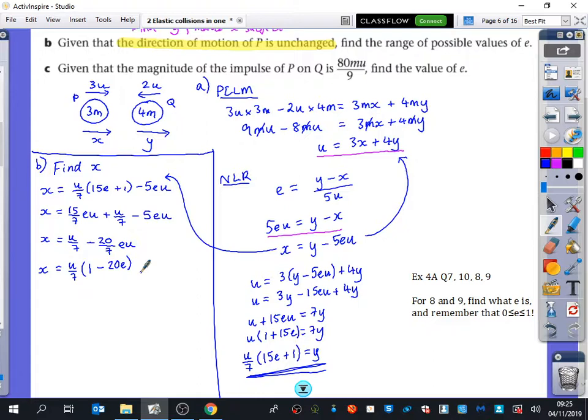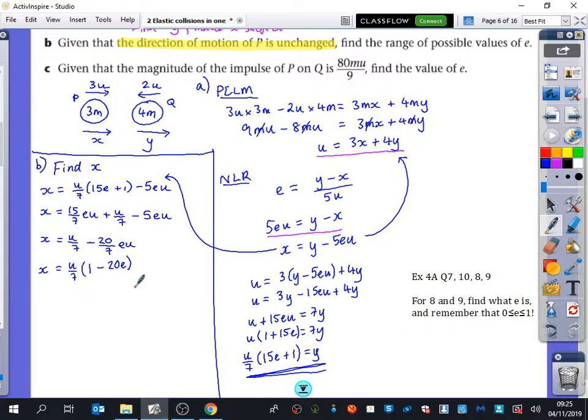This is still the same thing that we did previously, right? This is just PCLM, NLR, simultaneous equations. Apart from these are not simultaneous equations you can whack on your calculator. These are obviously more complicated algebraically, so you just need to take your time to make sure that you get the right answer to get the next parts correct. So this is the important bit.